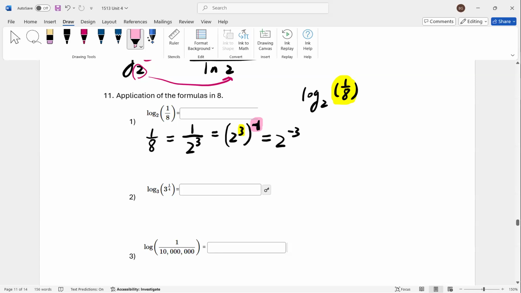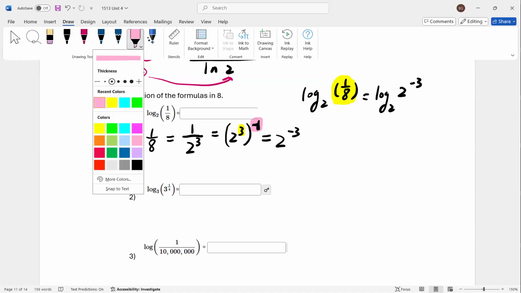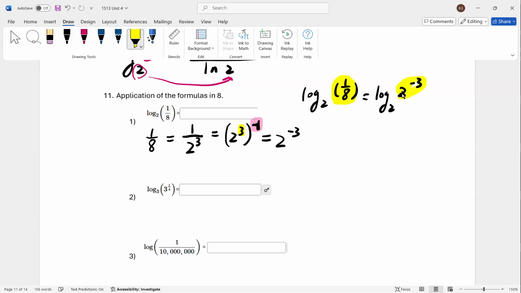All right, nothing new. You're supposed to be able to do that in the prerequisite course. And now we're gonna rewrite the argument as, we keep the base 2. The argument right now is 2 to the power of -3, right? We notice the argument could be written as a power of 2, which is the base. 2 is the base. And we did it. The argument right now is 2 to the power of -3, okay?